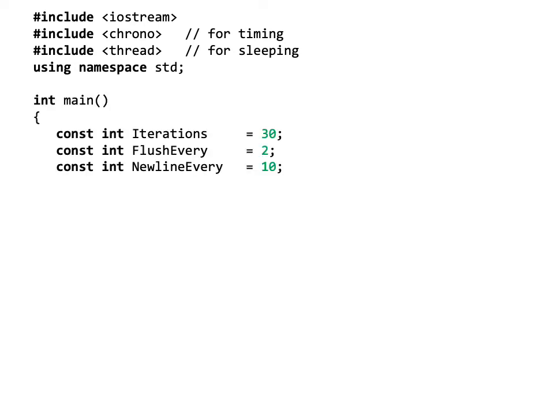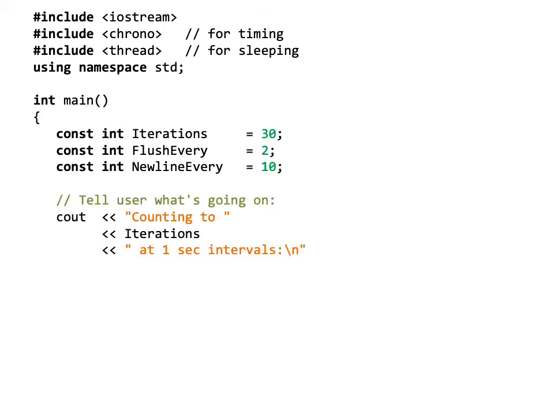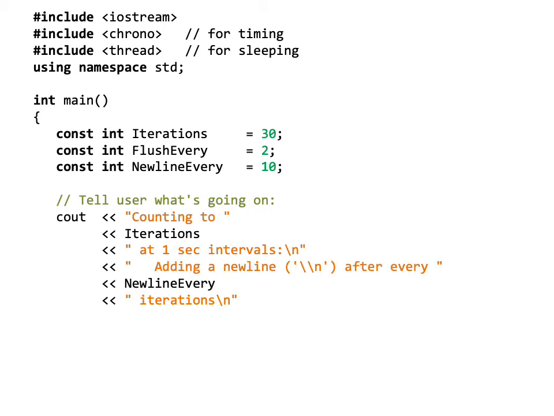We're going to define 3 constants, and then I'll explain what these do in just a sec. I'm also going to explain to the user what's going on. So if you download this program on our website, then you can do it yourself, and it will tell you every time you run the program. So we're going to count to 30 iterations, at 1 second intervals. So it's going to print to the screen 1, 2, 3, 4, 5, 6. But it's going to add a new line after every new line entry.